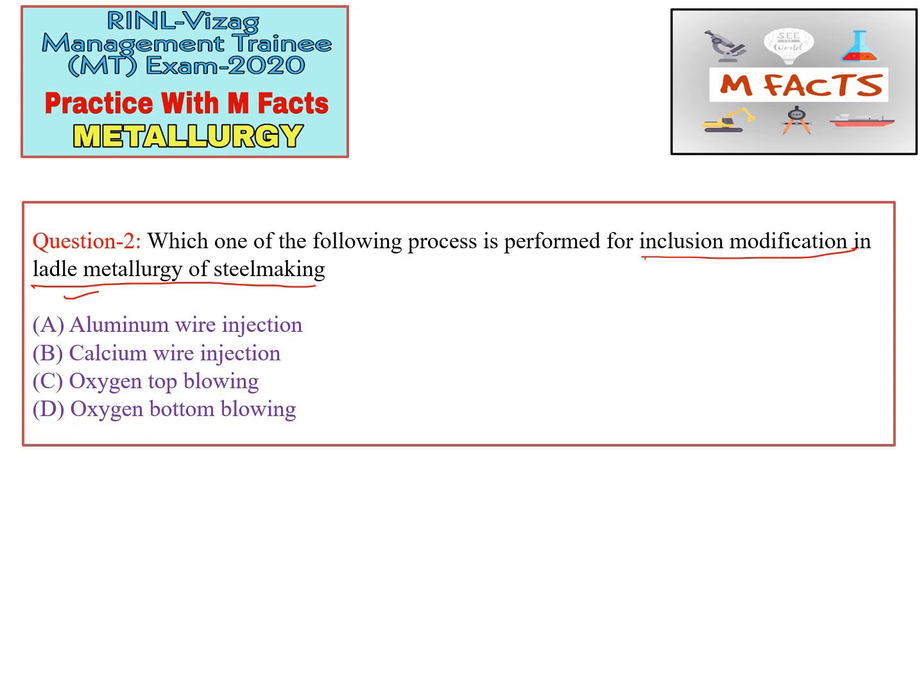Okay, so first we will see these two options. These are actually oxygen blowing systems, by the top method or by the bottom. This is used in BOF or other furnaces for oxygen injection. So for oxygen injection purpose we use top blowing and bottom blowing. This is basically part of the refining of steel. So the remaining options are A and B.